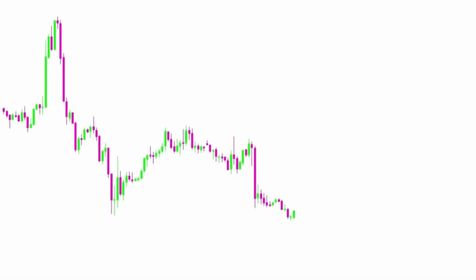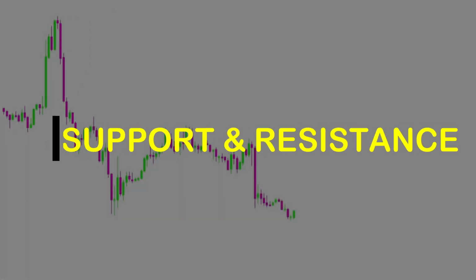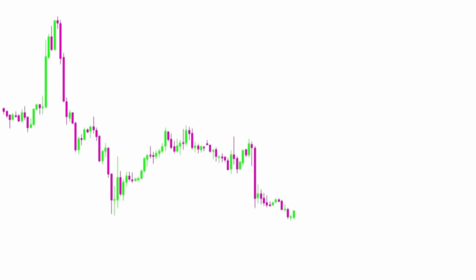Now before we share the best ways to plot the demand and supply zones in the market, let us look at some of the basics of the supply and demand zones. We need to learn about the support and resistance concept in order to understand the supply and demand zones. Let us learn about these concepts with an example.